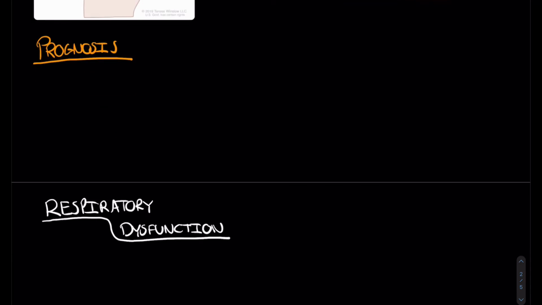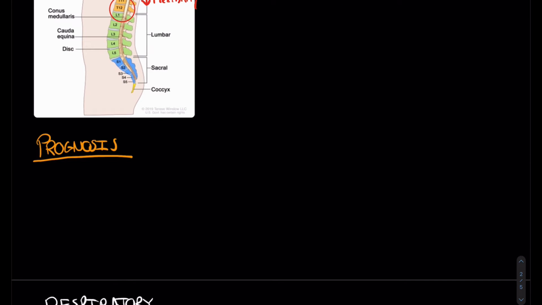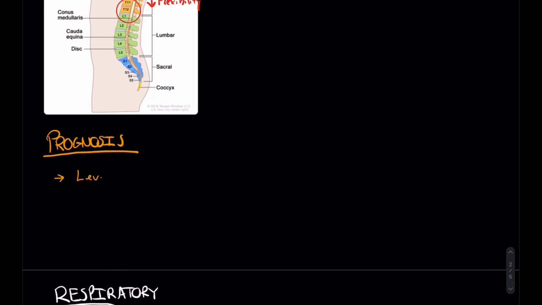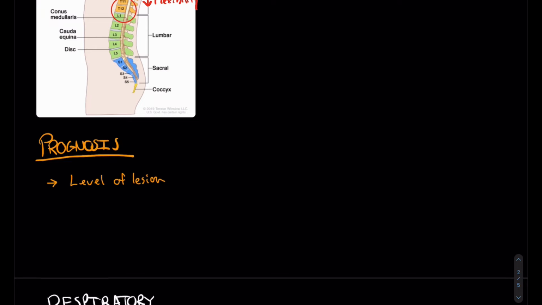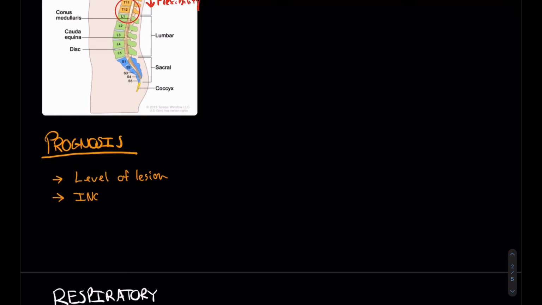As I mentioned before, this is something that is misunderstood by patients, and I'll explain why in a second. The first element that we have to consider for prognosis is the level of lesion, and another criterion is whether the lesion is incomplete or complete. And this is where confusion happens.